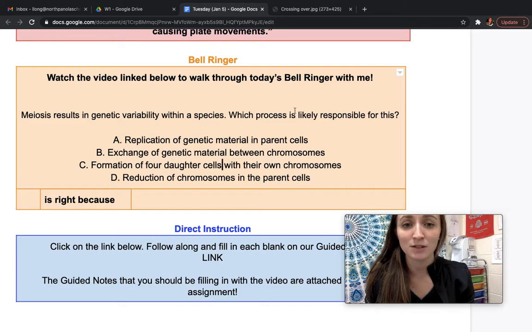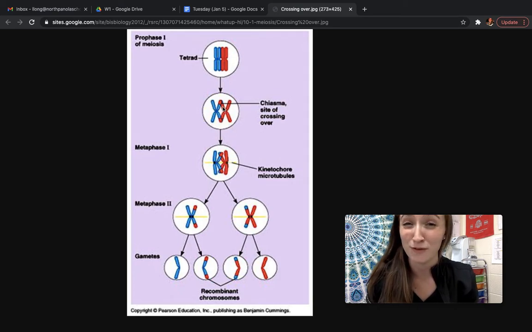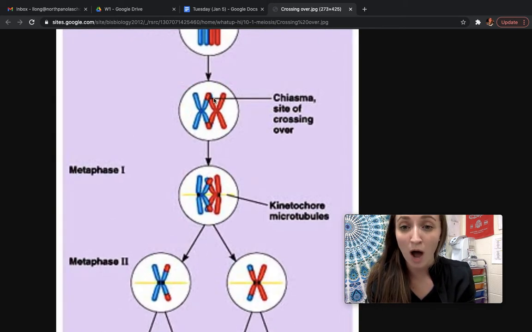But the question asks, what causes the genetic variation or the genetic variability within the species? So why are all of these chromosomes not completely identical? So if you look up here, we have those two chromosomes, and notice how they overlap and they go through that process we talked about during the review, especially for the benchmark, so this should hopefully be kind of fresh. That crossing over, they literally lay on top of each other and swap their genes.